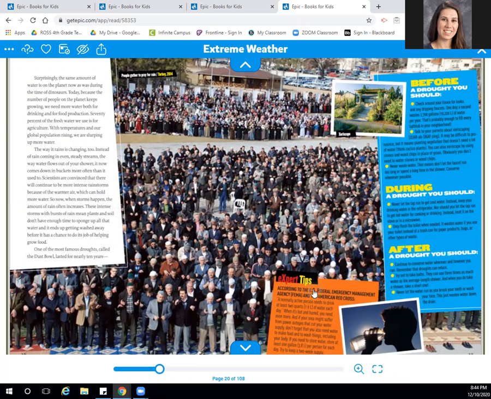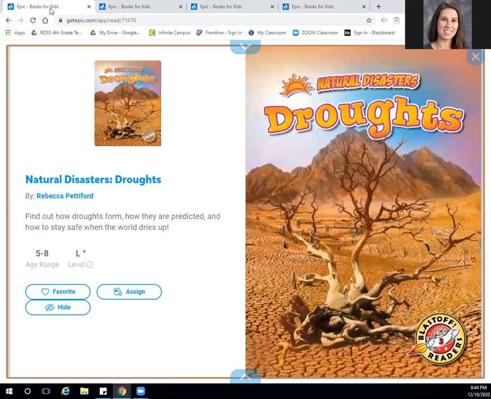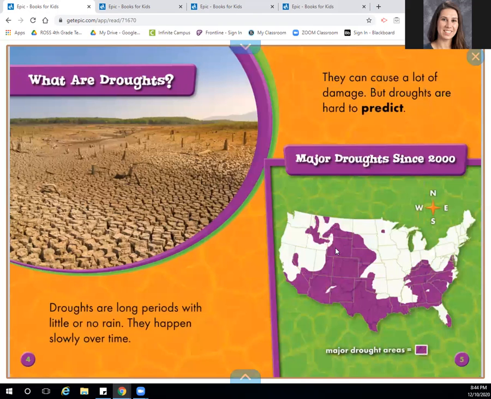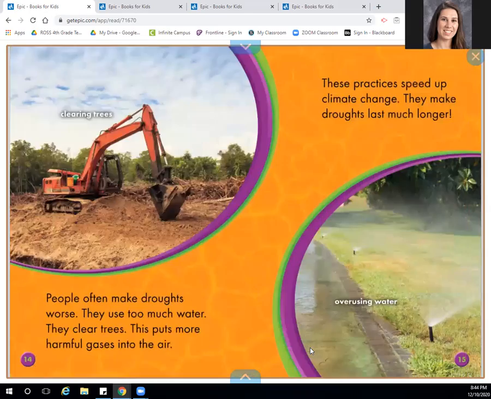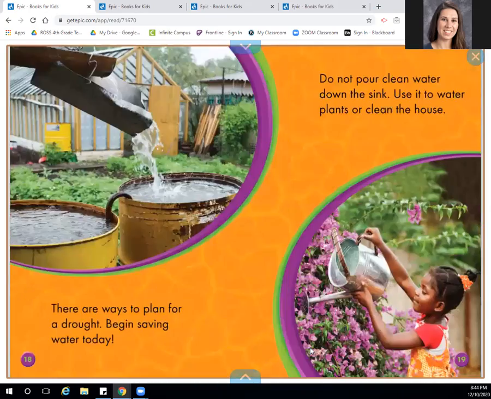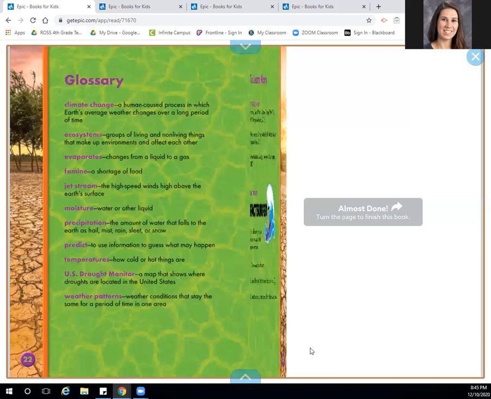I have other books to look at as well. It's giving me information about what to do before a drought and what to do after, but I'm going to look in some of my other texts. I found a text here about droughts, and it is explaining what droughts are. I'm also going to look and see if there is an index at the end of the book. That way I can just find what I need right away.